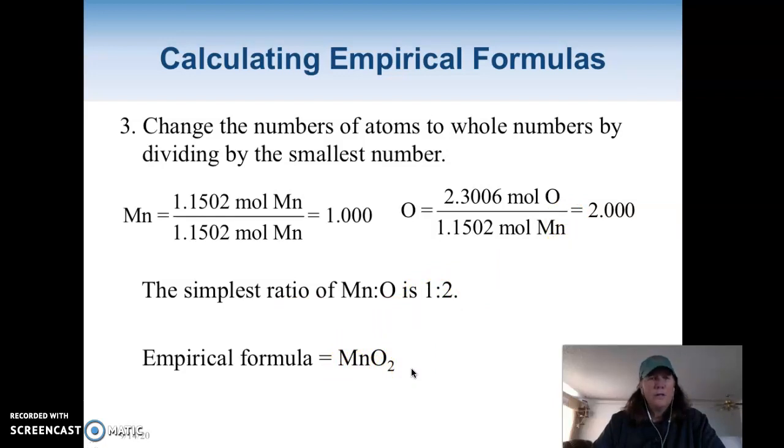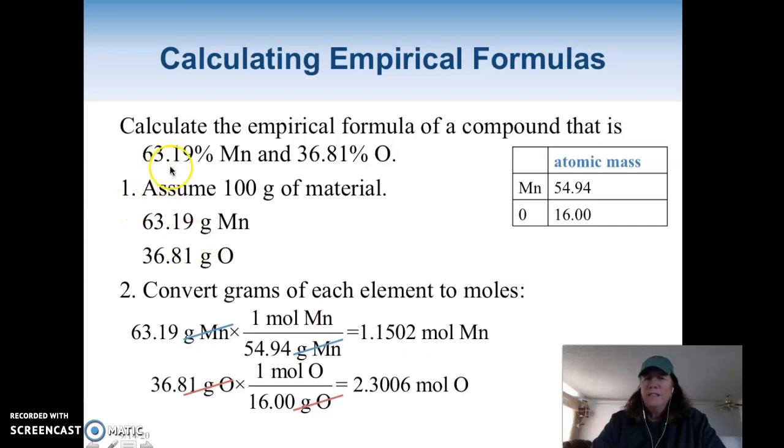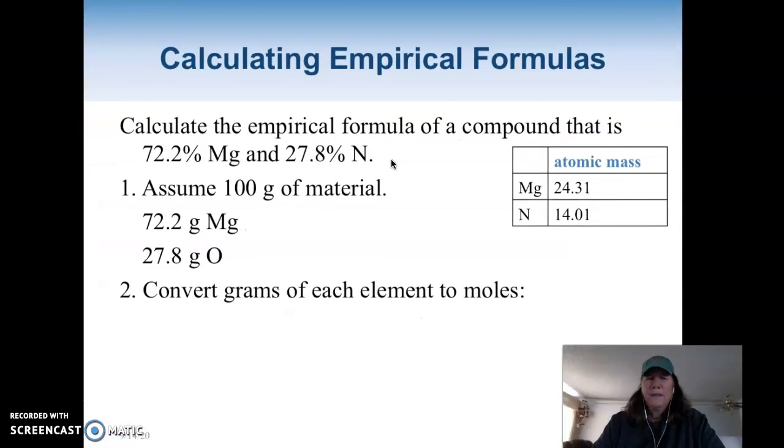Oh, now it shows up. Sorry about that. So again, here's the smallest number put on the bottom, take each individual one, divide on top: 1 to 2, MnO2. That's the formula for that compound. If we go back here, where you have 63.19% manganese and 36.81% oxygen, its formula is MnO2. That's its simplest formula. It's an empirical formula.